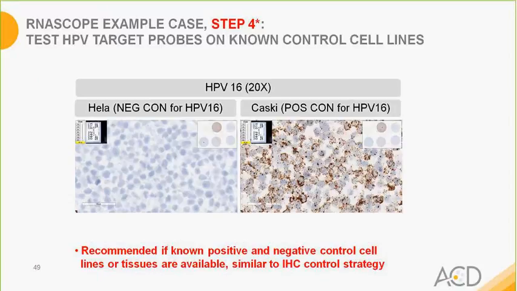An optional step 4 can also be performed and is recommended if known positive and negative control cell lines or tissues are available, similar to IHC control strategies. In this case, a cell line known to be positive for HPV-16, the CaSki cell line, shows expression of HPV-16, whereas a cell line known to be negative for HPV-16 shows absent expression. Again, this is similar to the strategies employed for many IHC assays.